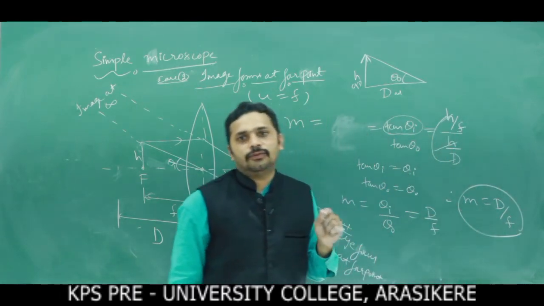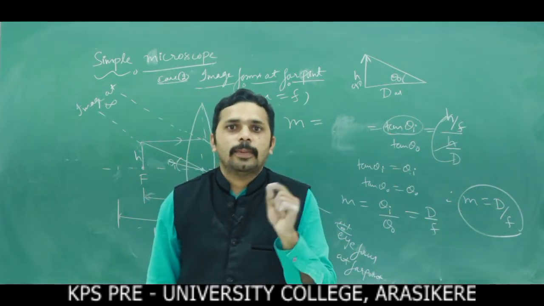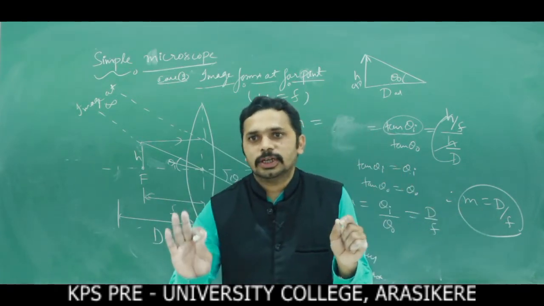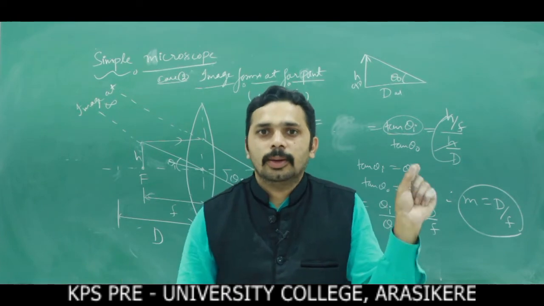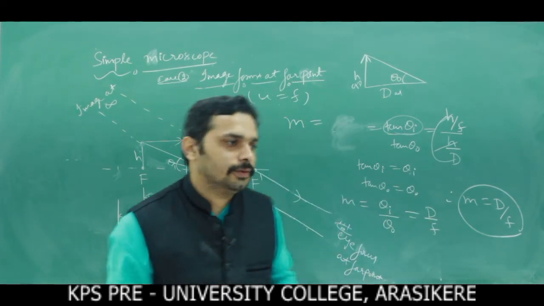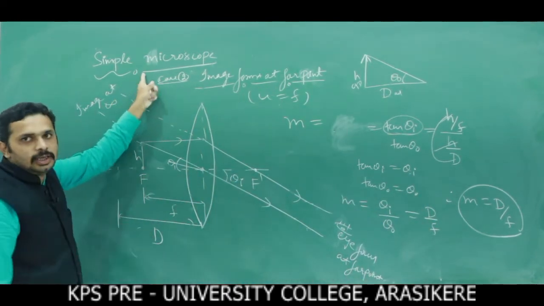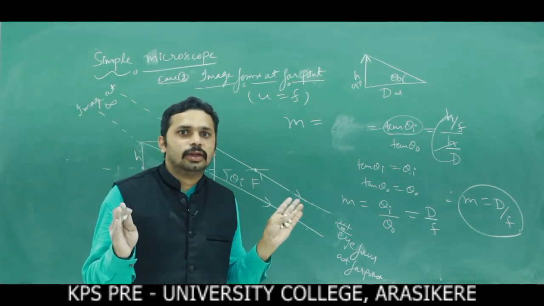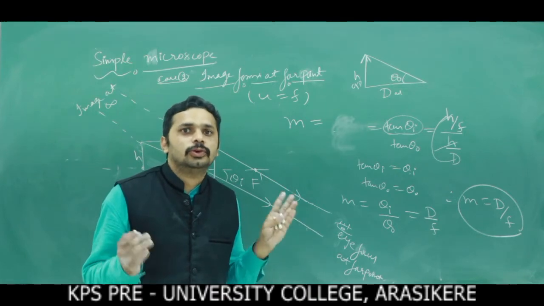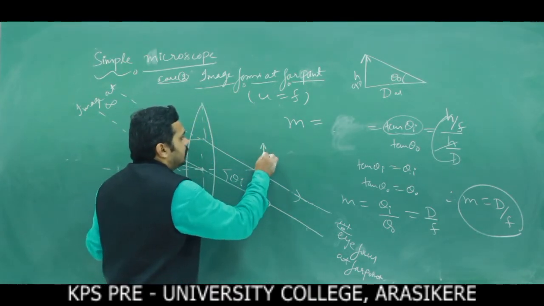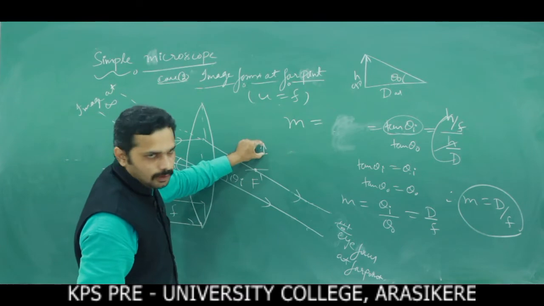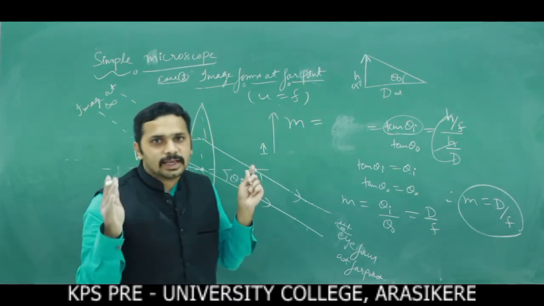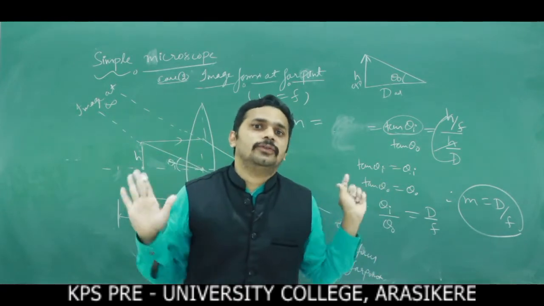When the image forms at the far point, what is the magnification? M is equal to d by f. When the image forms at the near point, what is the formula? M is equal to 1 plus d by f. Very important formula. But by using a simple microscope, what is the total magnification? What is the maximum magnification we can do? Assume this is the size of the object. By using a simple microscope, we can do a maximum of 9 times magnification.